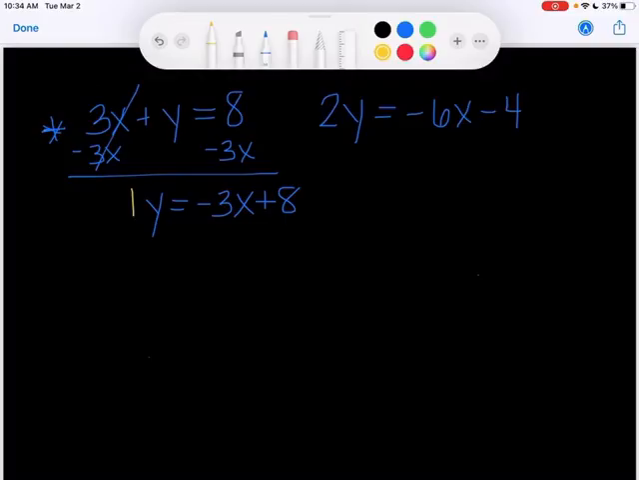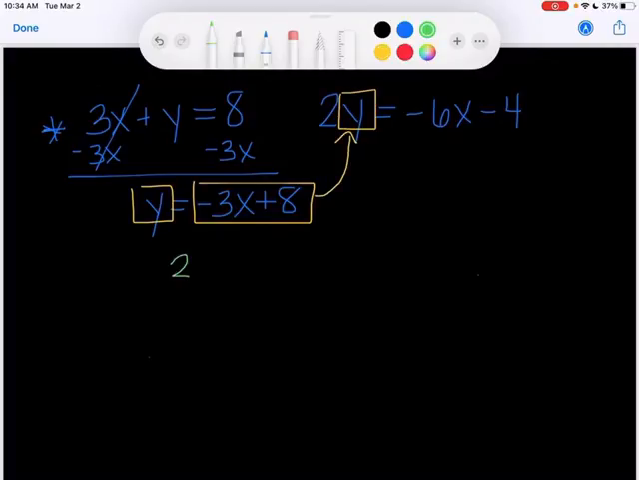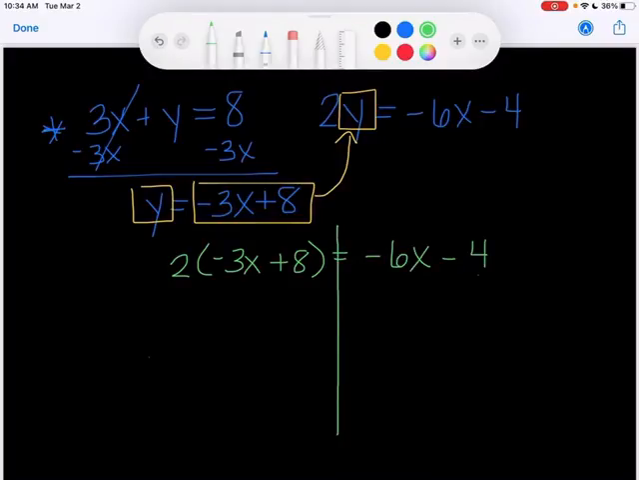So now that y is by itself, in the other equation where I see y, I can just replace it with this negative 3x plus 8. So I'm going to get 2, and then parentheses, negative 3x plus 8. Again, I'm replacing the y with that, equals negative 6x minus 4. And now I just need to simplify and solve for x. So I'm going to distribute here. I get negative 6x plus 16 equals negative 6x minus 4.